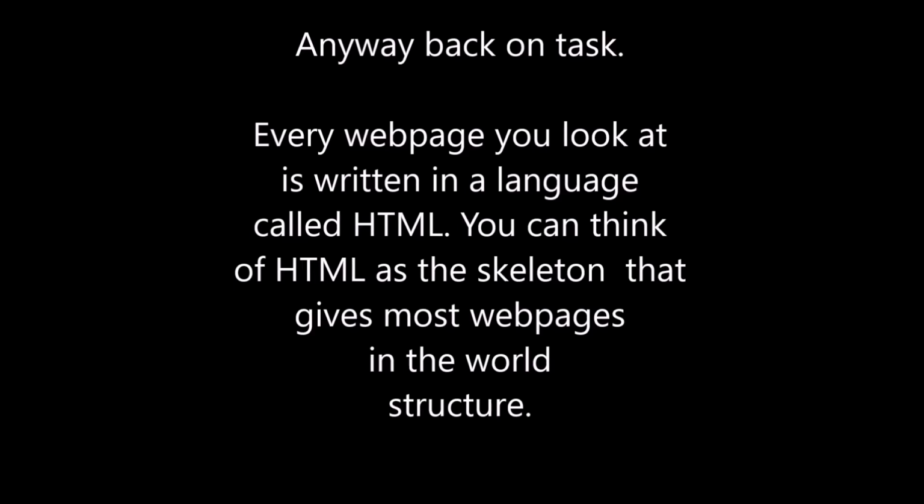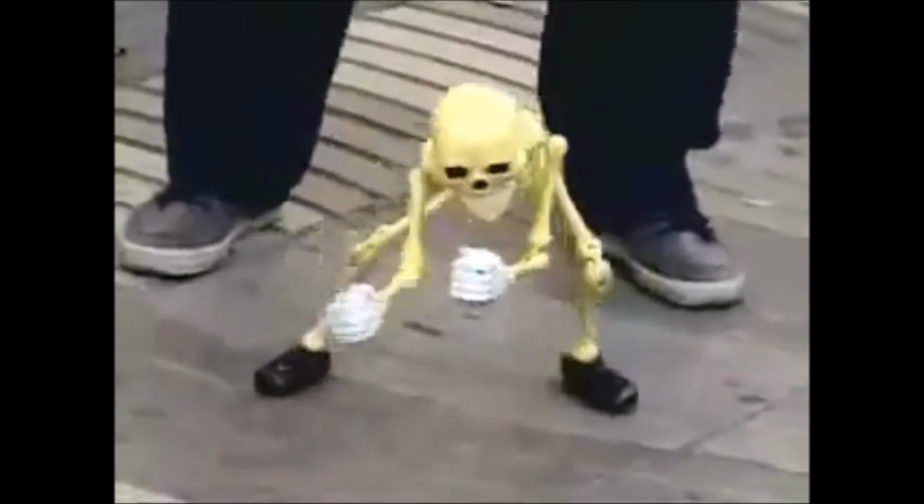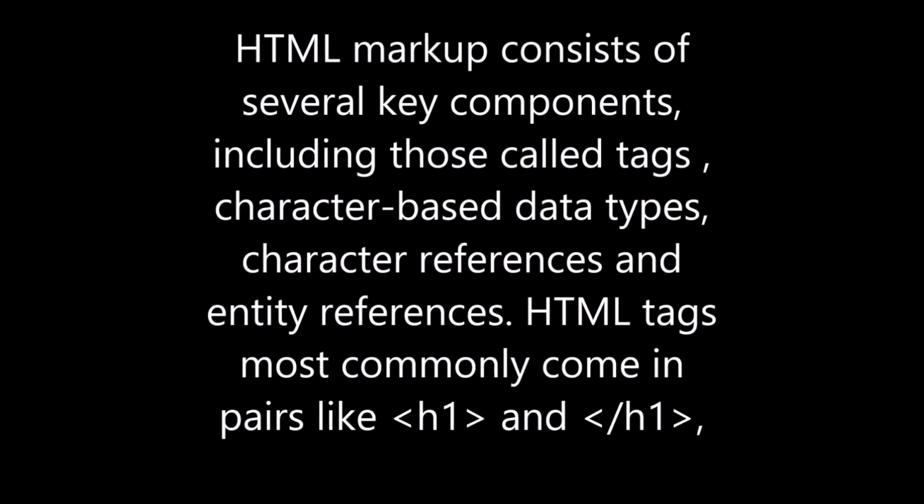Anyway, back on task. Every web page you look at is written in a language called HTML. You can think of HTML as the skeleton that gives most web pages in the world structure. Now on to HTML markup. HTML markup consists of several key components, including those called tags, character-based data types, character references and entity references.